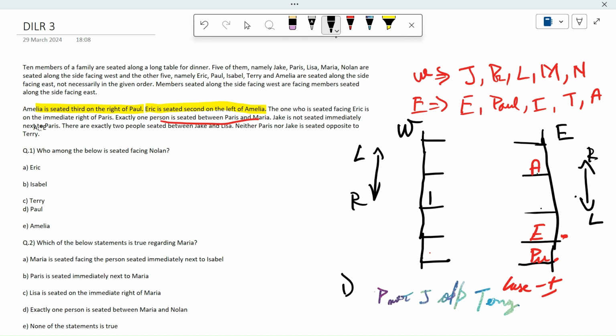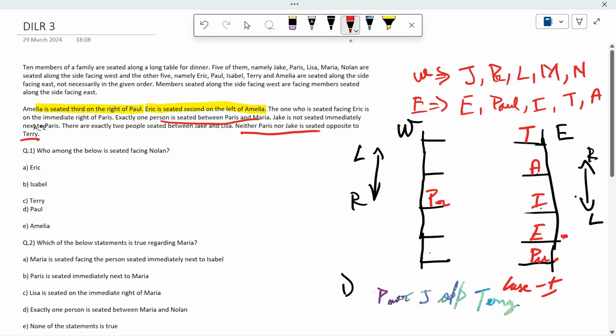Here it was Paris. So this is your Paris. There is exactly one person between. So in this place, we are left with two positions now. E is done, Paul is done. Neither Jack nor Paris is opposite Teresa. So Teresa cannot be here, so Teresa will be somewhere here. Are you getting this? Neither Jack nor Paris is opposite Teresa. So Teresa cannot be here, so Teresa will be here. So here you will get I.